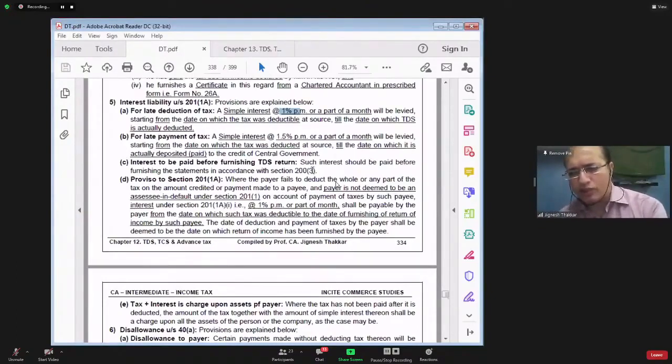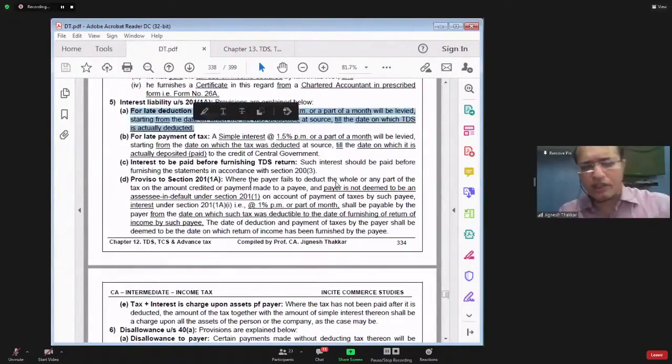We are going to solve the practical question on this, but you have to solve that question. I will not solve it for you. I am explaining right now by taking the example. If you have not understood, please do ask. And if you have understood, please respond. Yes, okay. So we have understood the first point: interest for late deduction of tax.